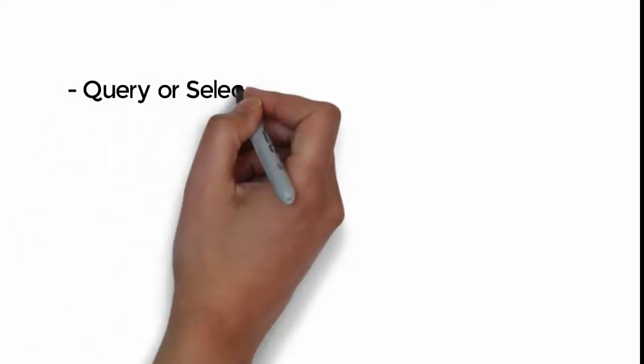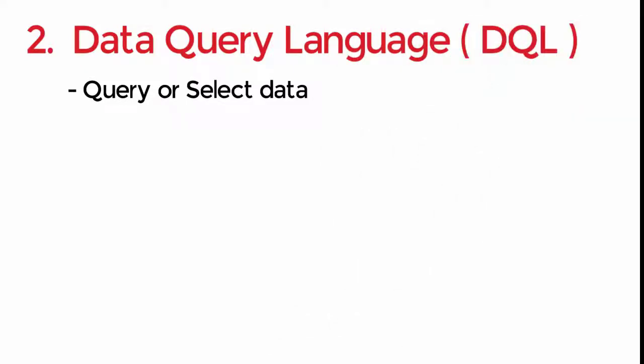Second, statements which help to query or select the data. That is data query language, also called DQL. This involves selecting the data from the table. Here are some of the DQL statements.